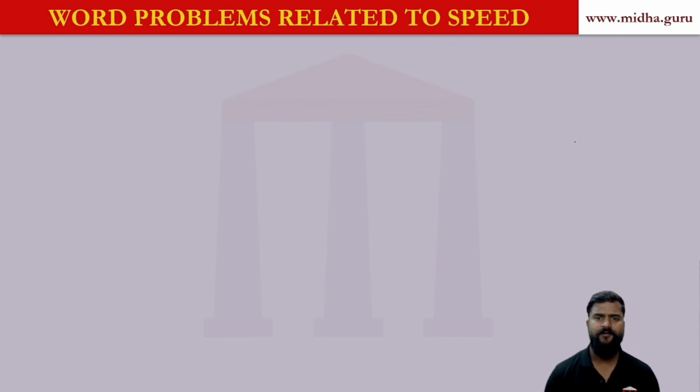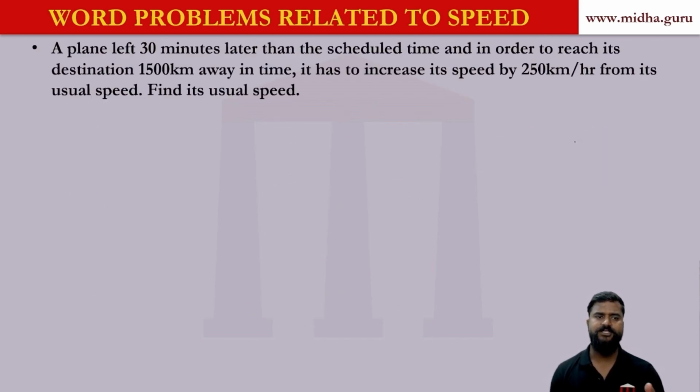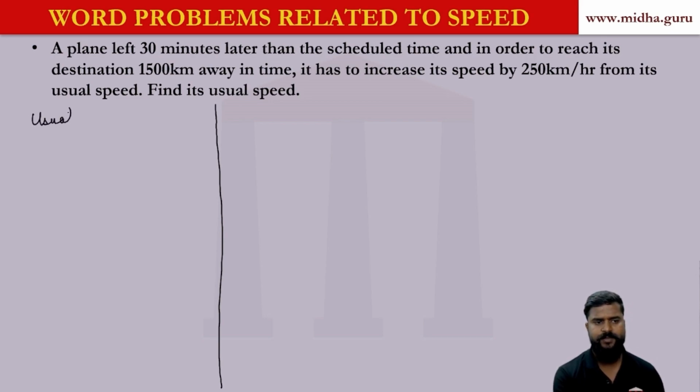So let's see a few more example questions. So the next question says a plane left 30 minutes later than the scheduled time, and in order to reach its destination 1500 kilometers away in time, it has to increase its speed by 250 km per hour from its usual speed. So find its usual speed. Again, we'll take the usual speed to be the unknown. So let the usual speed Su be x kilometers per hour.